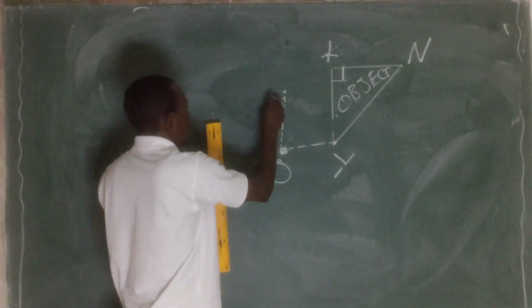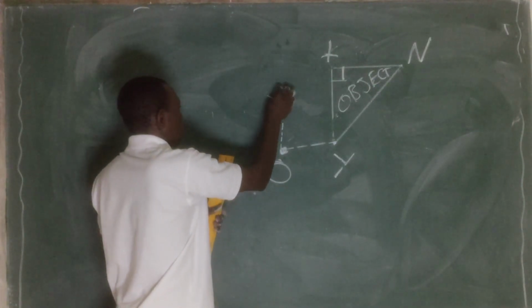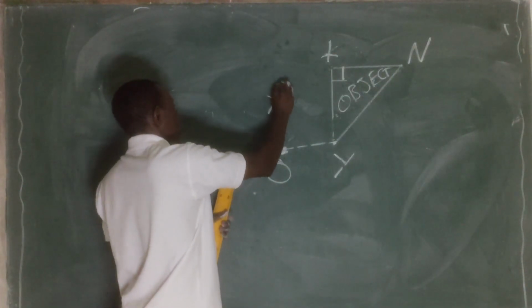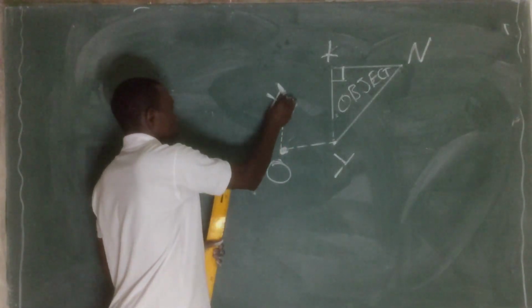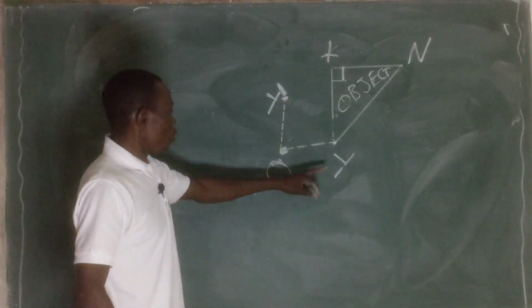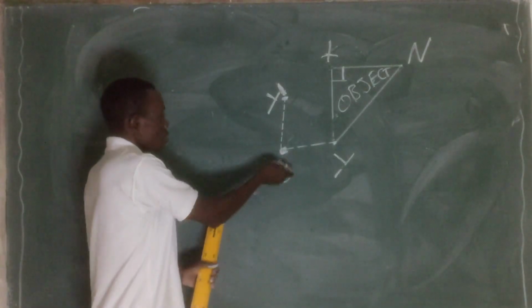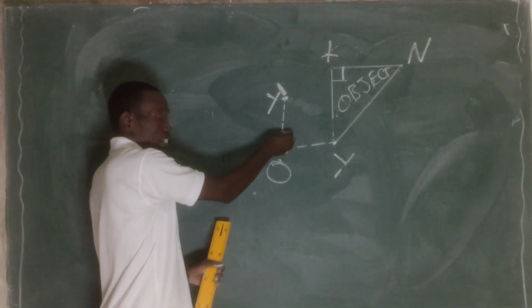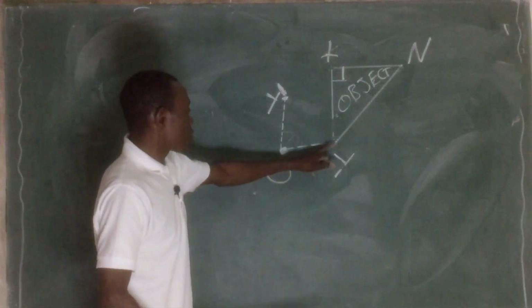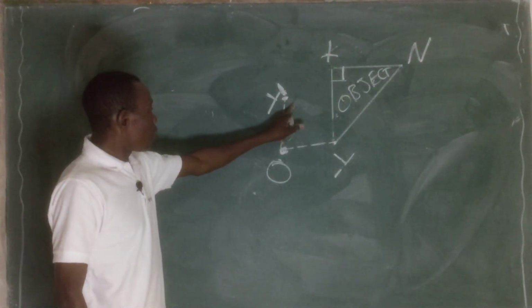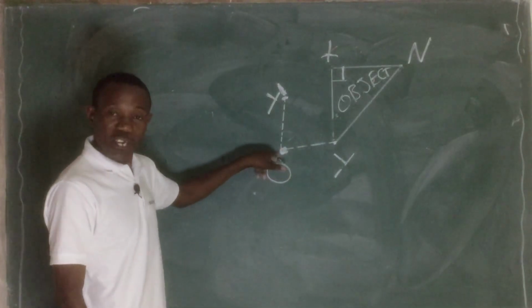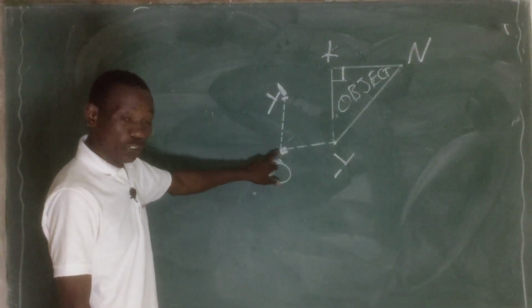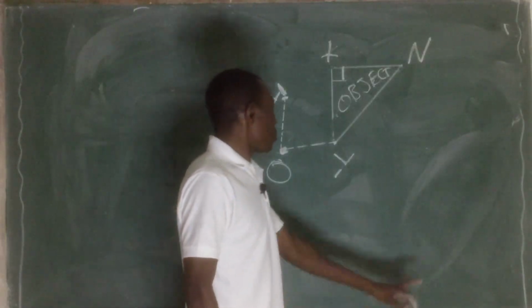So this is the Y image. Not complement, but image. That is the image of Y. If you measure this angle here, you find that it's always 80 degrees. So it means this Y has been rotated to that position by an angle of 80 degrees, about O at the center of rotation.